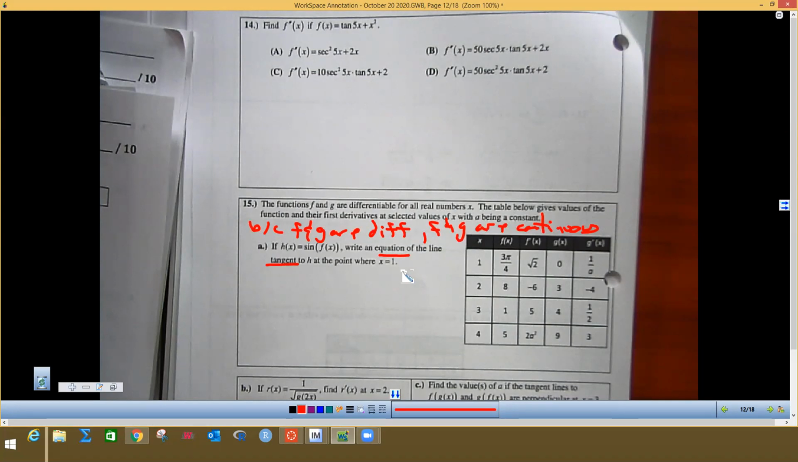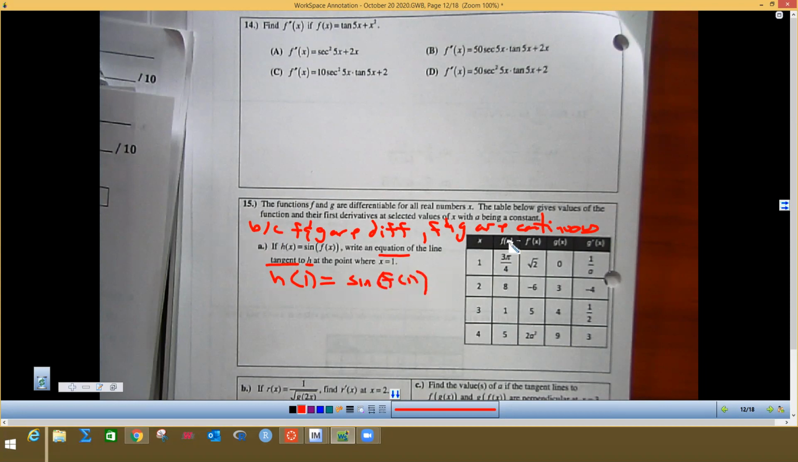You don't know that yet. That's scary because we have done this all year and we're going to keep doing it. So we need a point and a slope. So I need to find the point. I need to find the y value for h when I plug 1 in. So that is going to be the sine of f of 1.